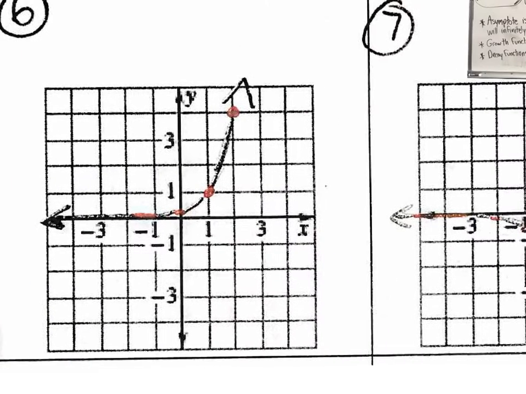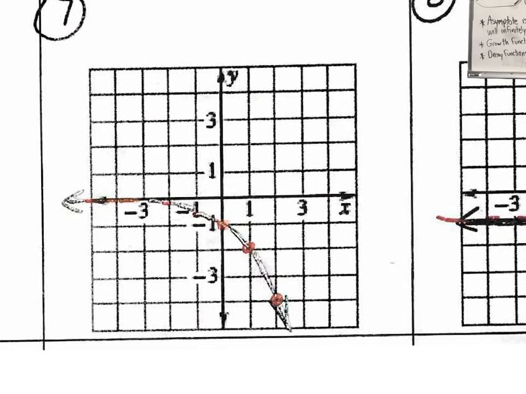Is this a growth or a decay? Growth. Why? Because it grows away from the asymptote y equals 0. How about this guy? Growth or decay? This is also a growth. Why is it a growth? Because it grows away from y equals 0, from the x-axis.